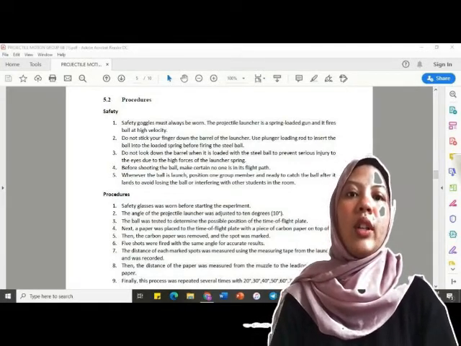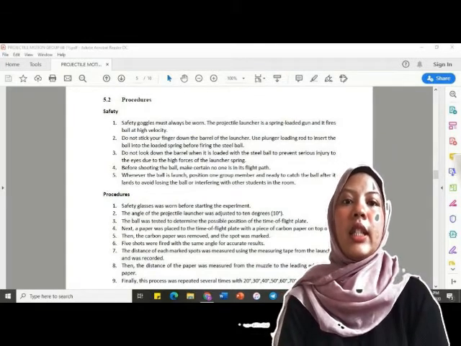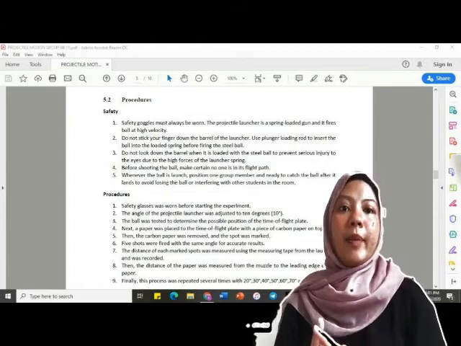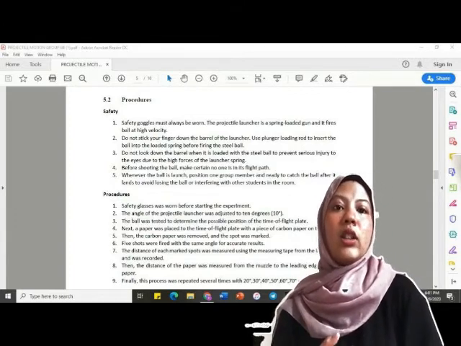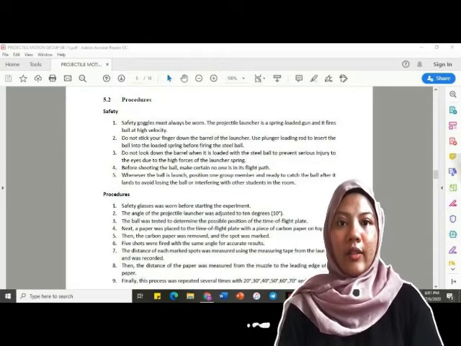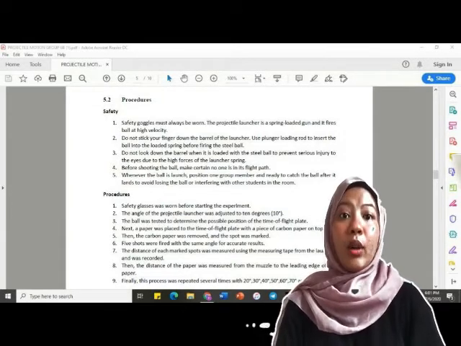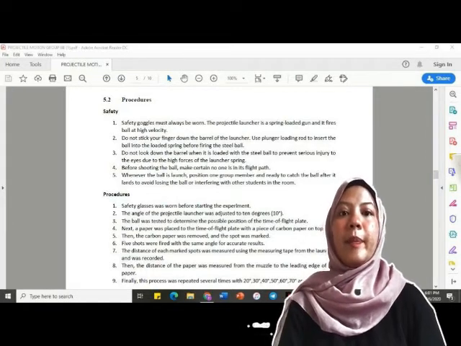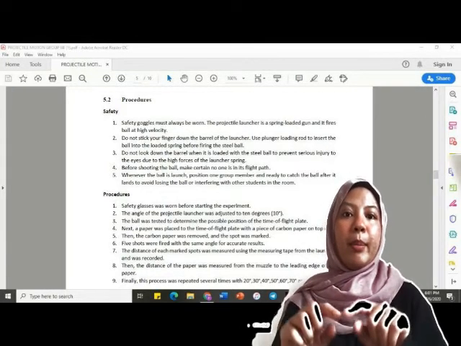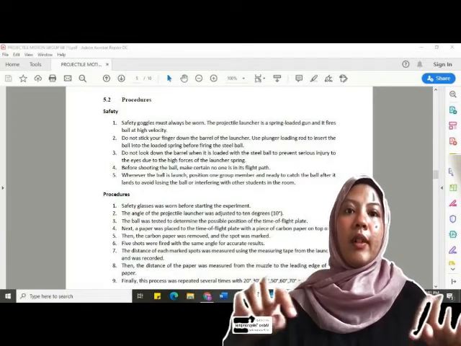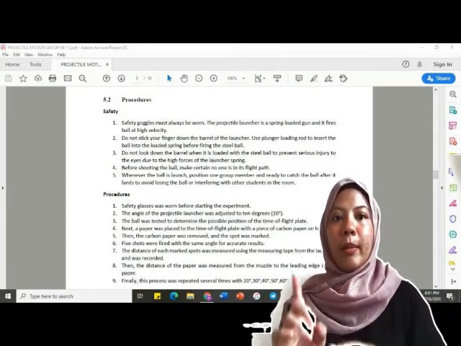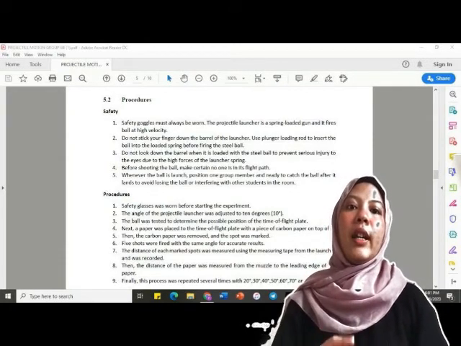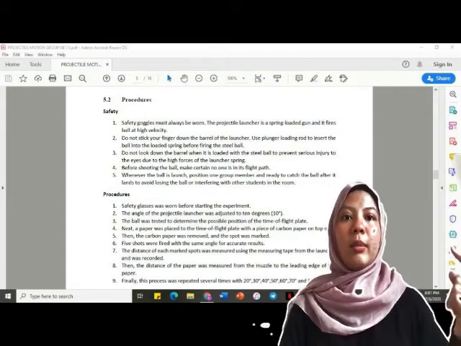Okay, so moving on to the procedures. Firstly, safety glasses were worn before starting the experiment. Secondly, the angle of the projectile launcher was adjusted to 10 degrees first. Next, the ball was tested to determine the possible position of the time of flight plate. Then, a paper was placed on the time of flight plate with a piece of carbon paper on top of it. Then the carbon paper was removed and the spot was marked by the ball launching.